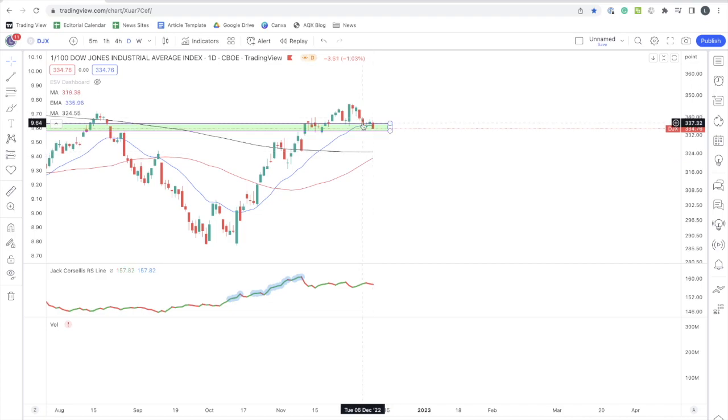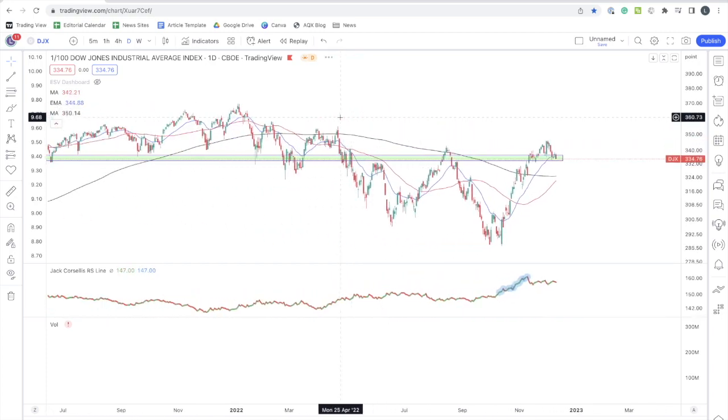So the Dow Jones is above both the 50-day moving average and the 200-day moving average, and right now it's finding support at this area. So if we zoom out over here, we see that this area highlighted by the green rectangle has served as an important price point for the Dow Jones in the previous month.